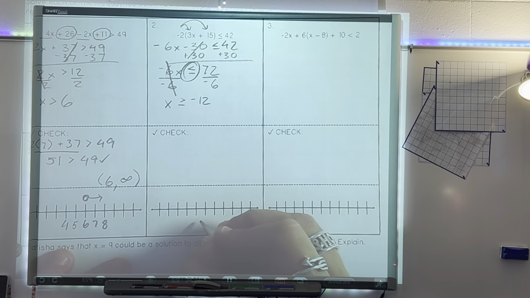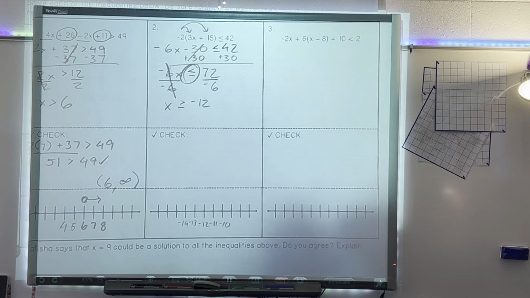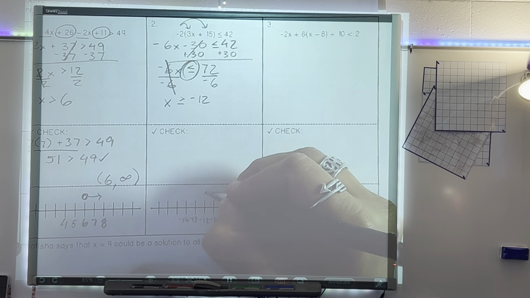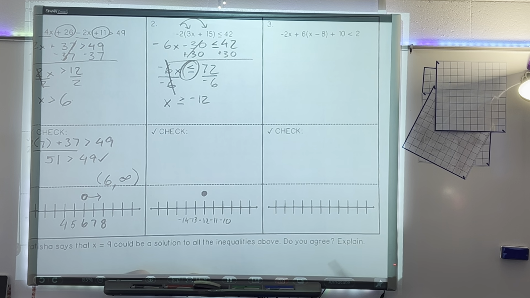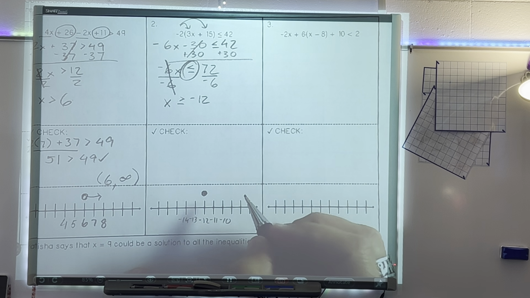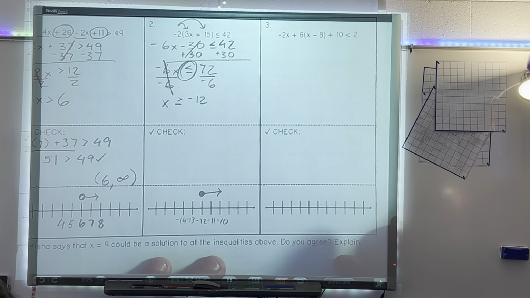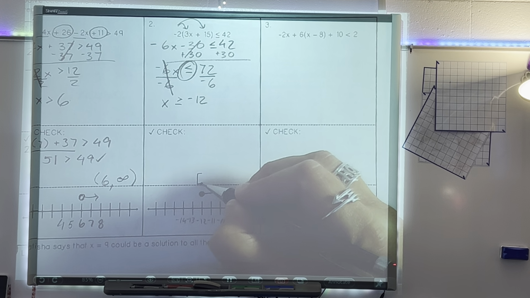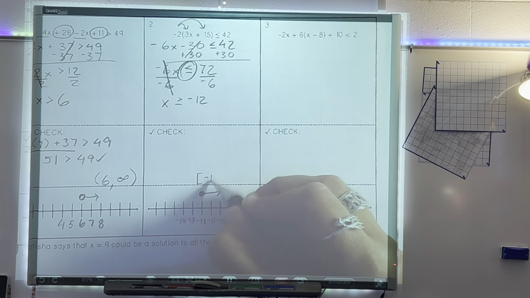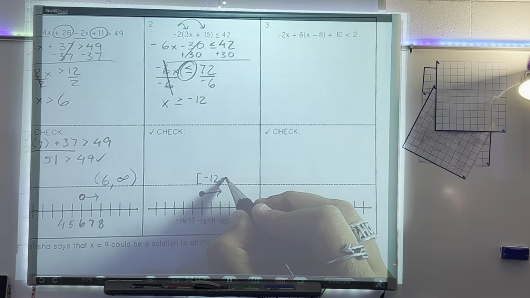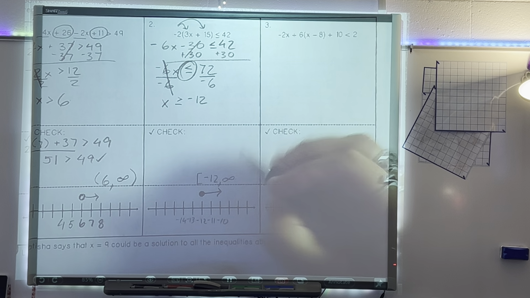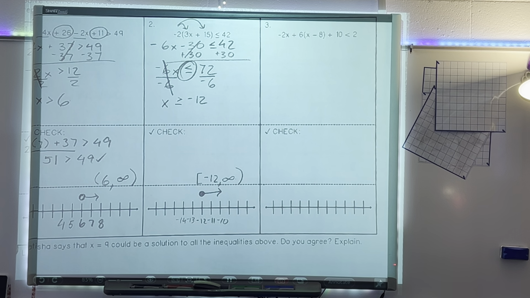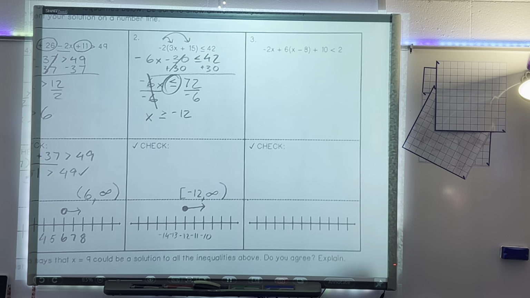Alright, so when I put that on my number line, I've got -12, -11, -10, -13, -14 here, okay? What type of circle do I have? Regular, filled at -12, pointing which direction? To the right, alright? My interval is gonna start how? Bracket, okay? -12. Go into infinity, and infinities always have parentheses. All good there? Alright. Next one.